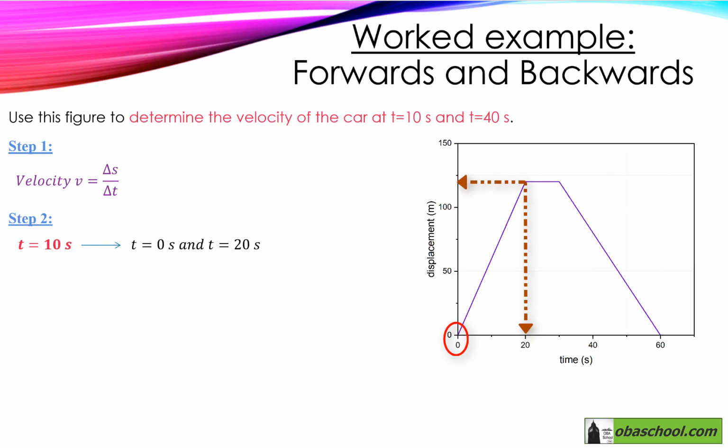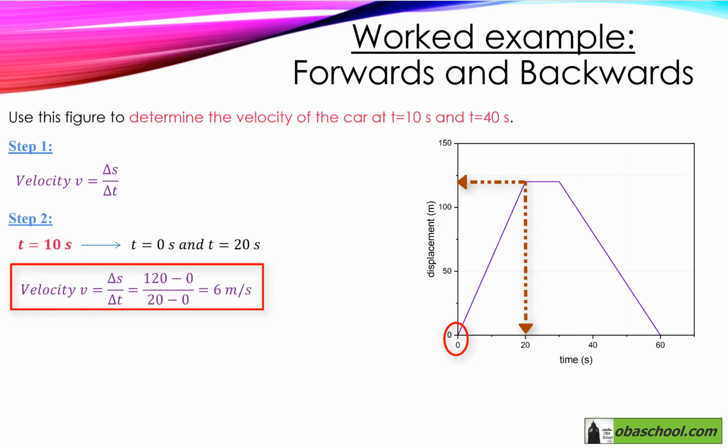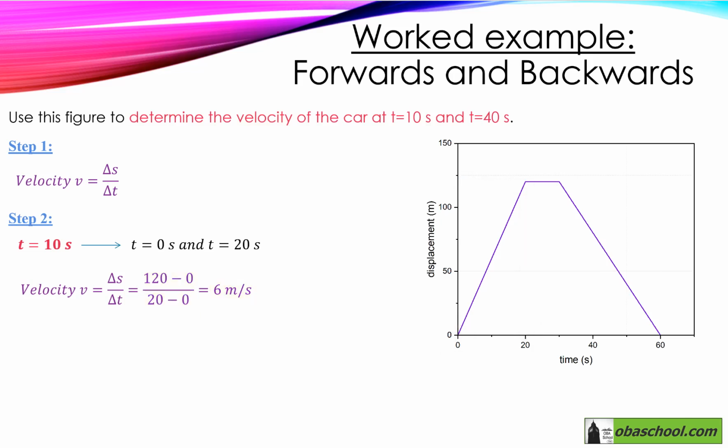So let's replace these values in the equation of velocity. The velocity is equal to the change of displacement divided by the change of time. So it's equal to 120 minus 0 divided by 20 minus 0 gives an answer of 6 meters per second. The same steps will be followed in order to determine the velocity at t equals 40 seconds.